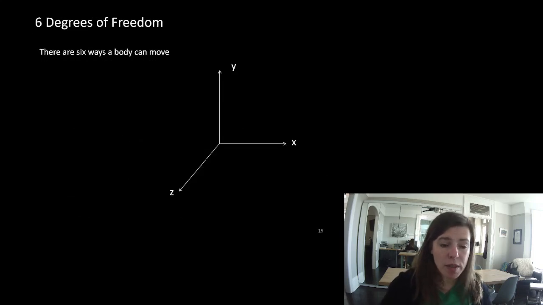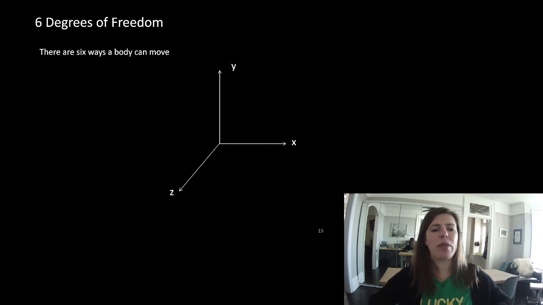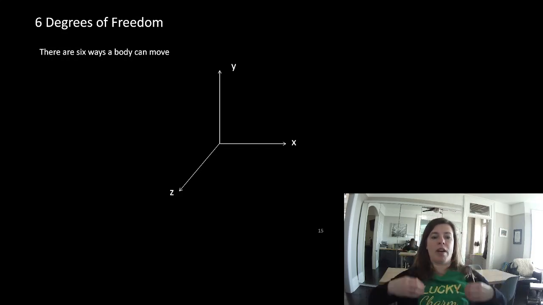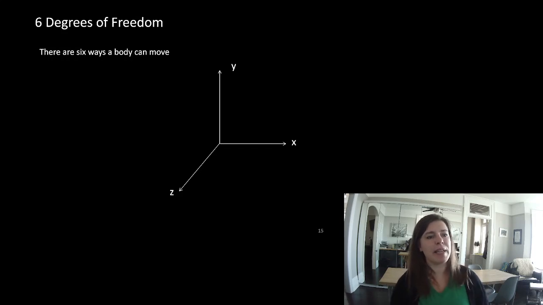So really what we're saying is there are 6 degrees. By the way, it's St. Patrick's Day, so I'm wearing St. Patrick's Day shirts. Our whole family is.